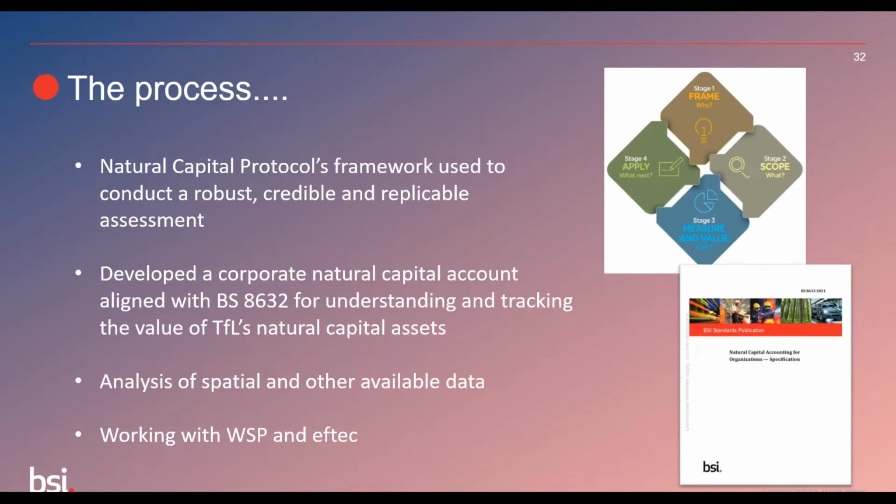The development of the natural capital account followed the Natural Capital Protocol, as well as the British Standard 8632, for understanding and tracking the value of our natural assets. The accounting process analyzed spatial and other data available from the organization and externally to investigate the materiality and the value of several benefits for consideration in TfL management processes. We appointed WSP and then also FTEC to guide us through this process.